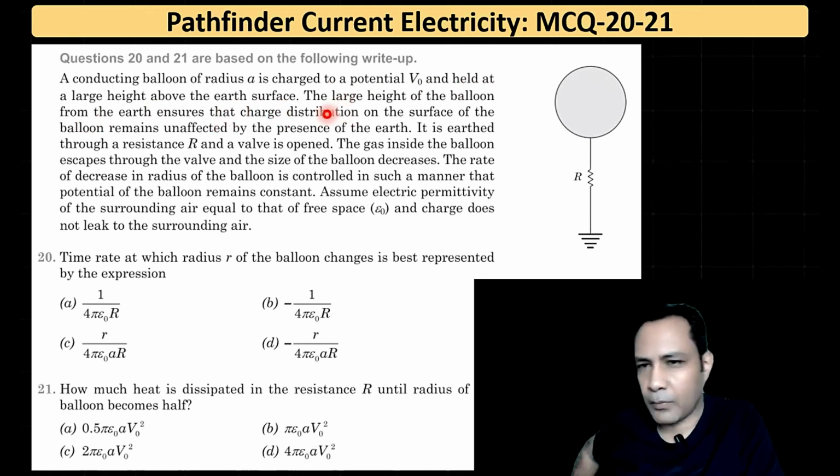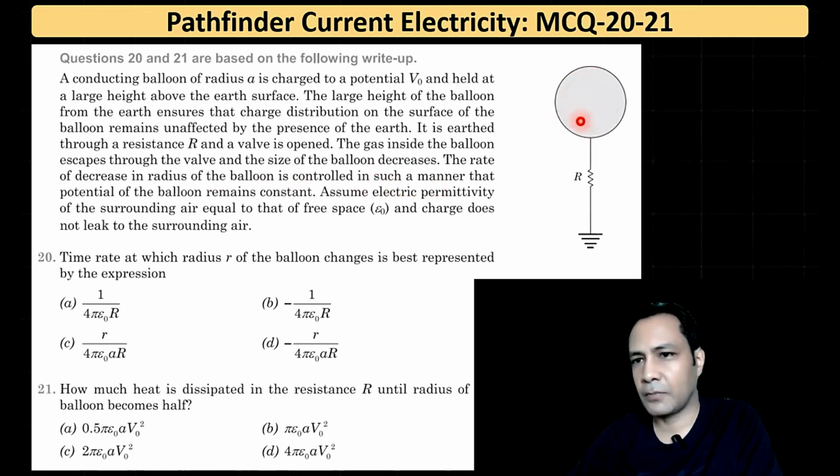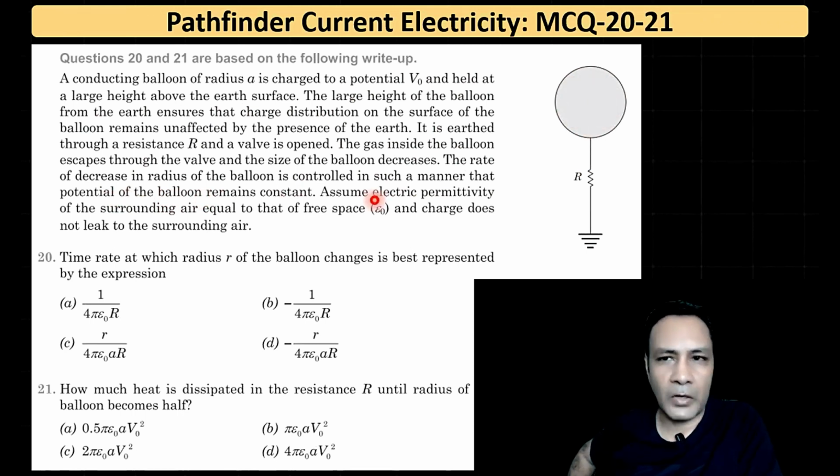The purpose of keeping it at a large height above Earth's surface is to keep its charge distribution unaffected by Earth's charges, because Earth is a conductor. And then it is earthed by a resistor R, and there is a hole in the balloon. Through the hole some gas leaks, so the size of the balloon decreases, the radius decreases. The rate of decrease is controlled in such a manner that the potential of the balloon remains constant.